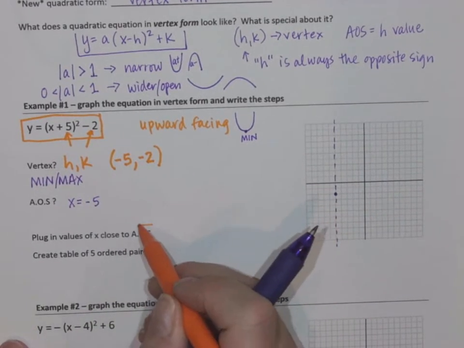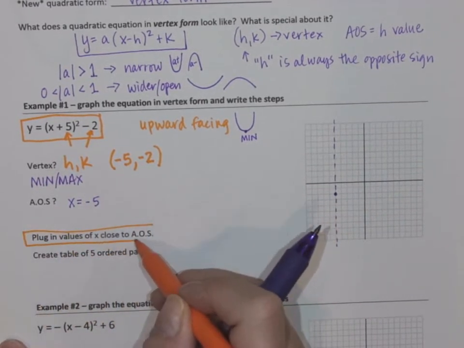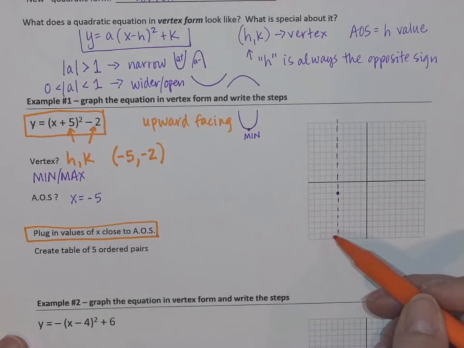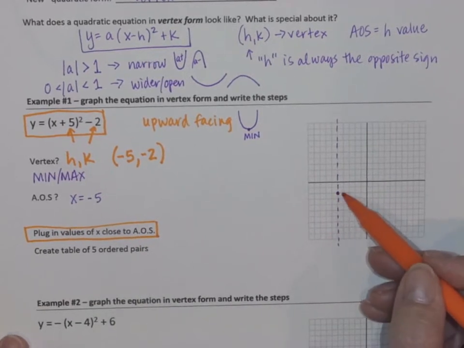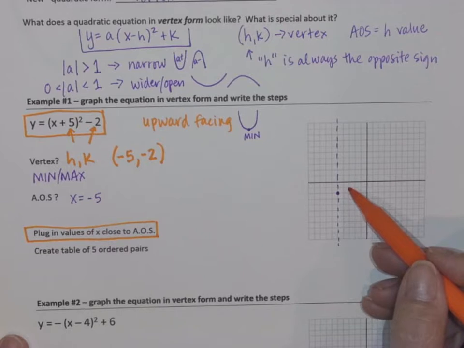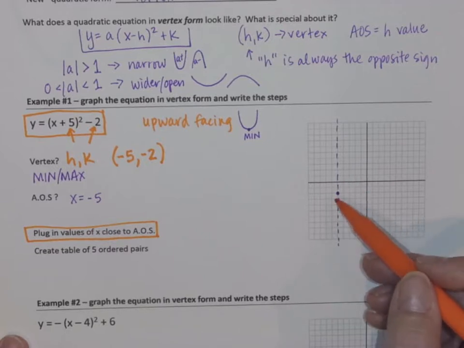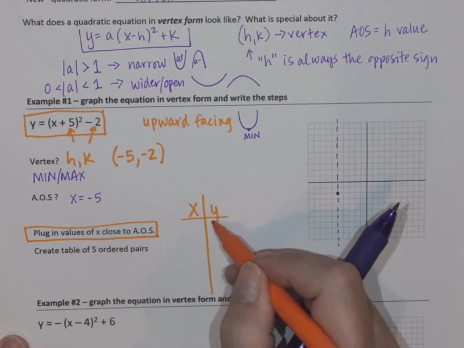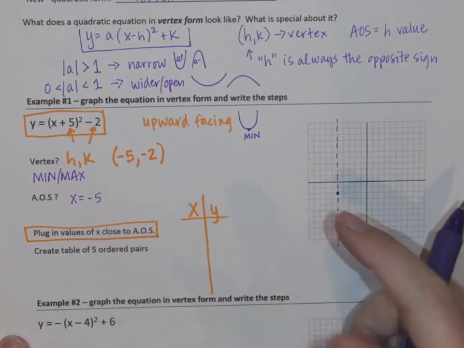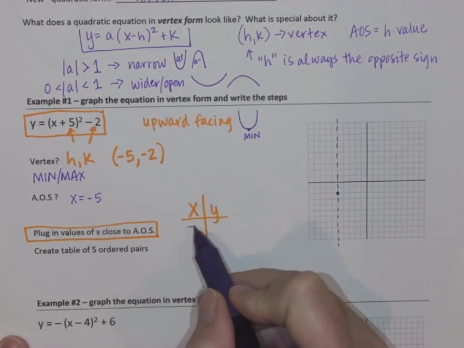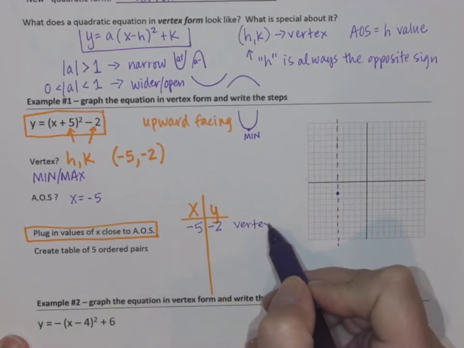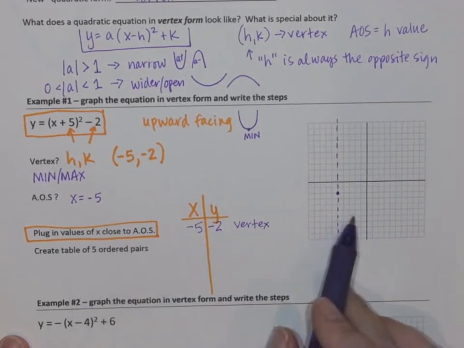Now, the next thing we have to do is plug in values of x that are close to the axis of symmetry. Okay, so close to the axis of symmetry would be like -4, -3. Those would probably be pretty close. And what I like to have my students do is make a little table. The first point I'm going to put on here is my vertex. And then I'm going to pick out some values that are close to the axis of symmetry to plug in.